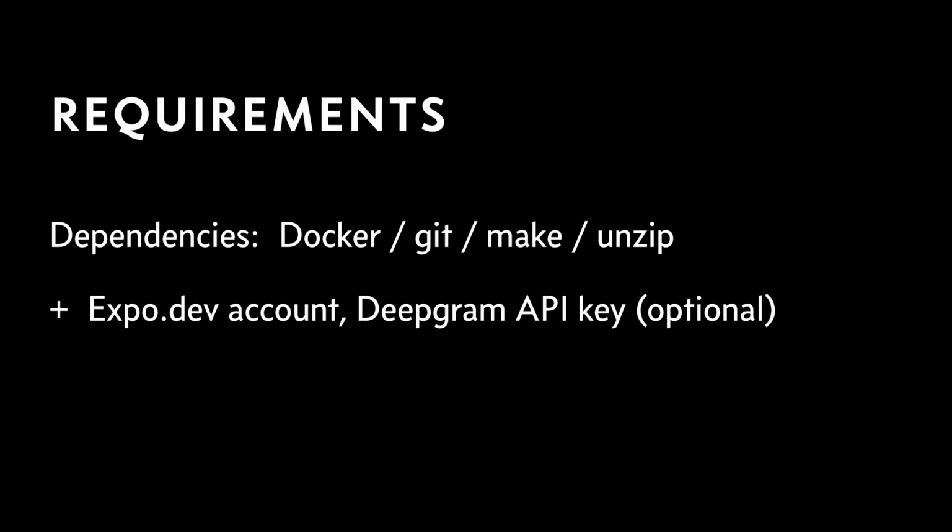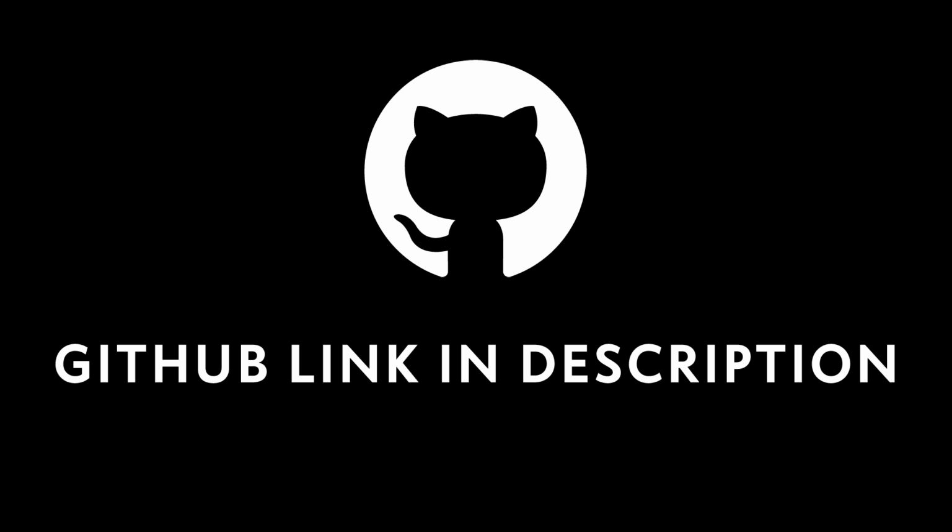Before we get started, make sure you have the following dependencies installed on your host system: Docker, Git, make, and unzip. You'll also need an expo.dev account and, optionally, a Deepgram API key to test the example app. A written version of this tutorial, along with helpful links and other relevant resources, is included in a GitHub repository linked in the description.